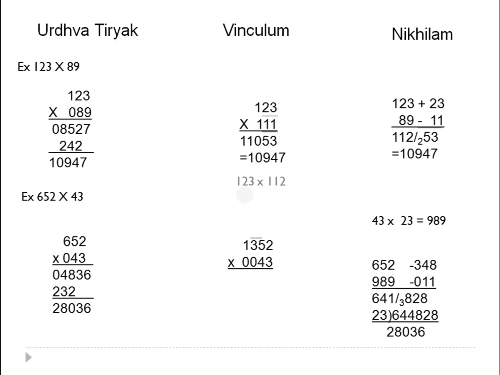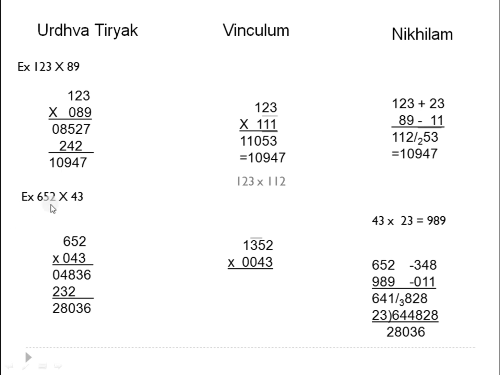And also you have to understand, since vinculum is good for digits more than 5, if you take some number like 123 into 112, then it is difficult to express it in terms of vinculum. So that method is not applicable in cases like this. So it's better to go for either Nikilam or Urdhva tiryak method.